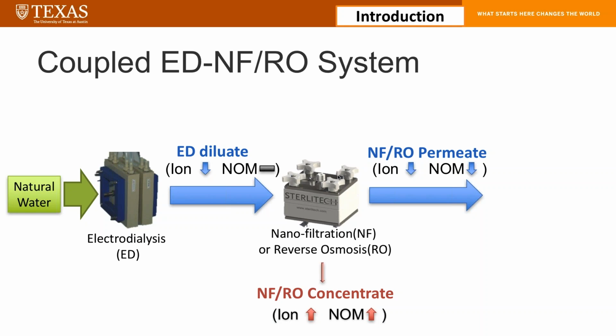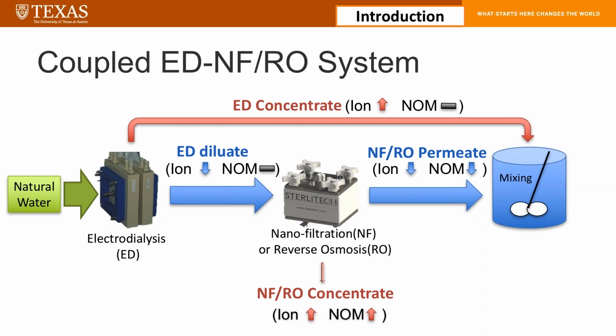And at the end of the ED-NF system, we mix in the small amount of ED concentrate. The concentrate has a high ion concentration, but the NOM concentration is unchanged from the original water. And we mix this water with the permeate from the NF and RO, then we can get the product water with 70% NOM reduction and 14% ion reduction.